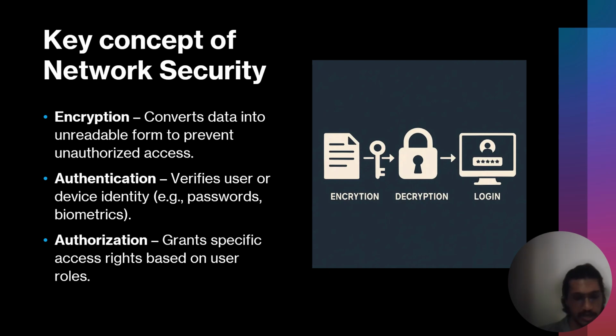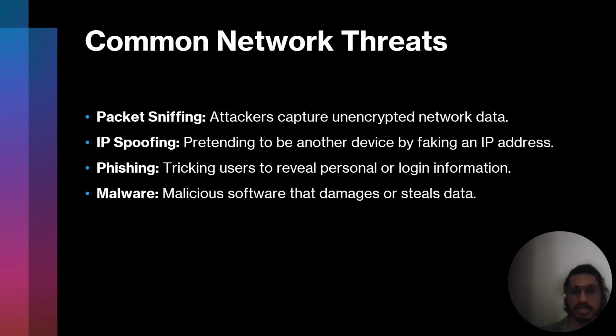Second, authentication ensures that the person or the system accessing the network is genuine. That person isn't a fake person. This could be through passwords, one-time codes, or even fingerprints. And third is authorization. Once a user is verified, it controls what data or resources they can access. That means authorization means the authority of a specific person. You can even see it in the pictures.